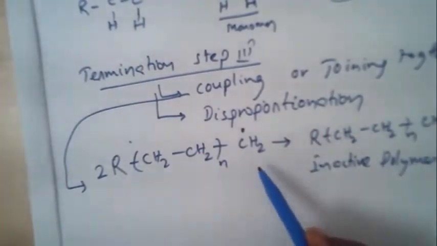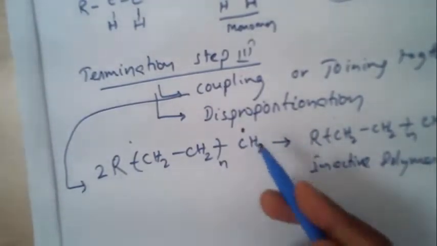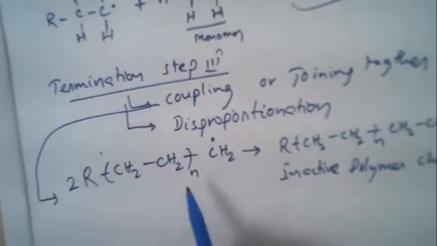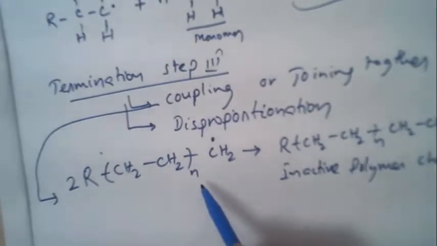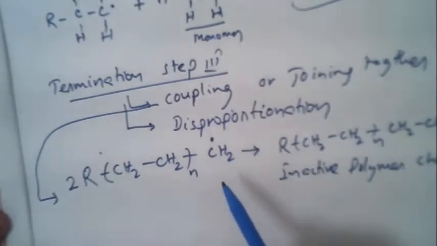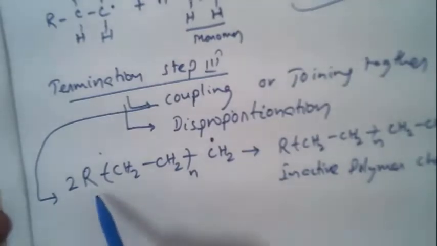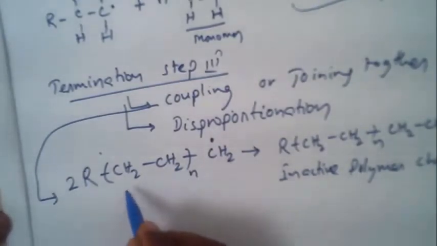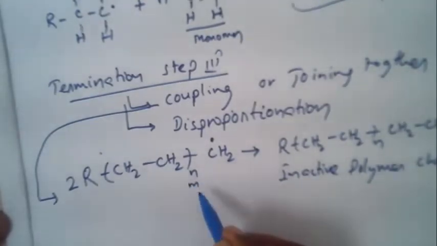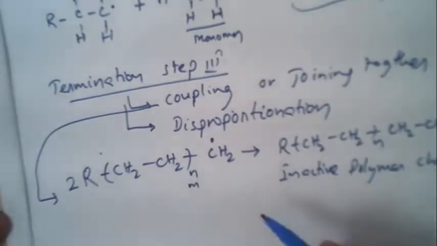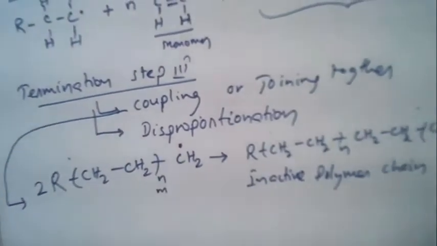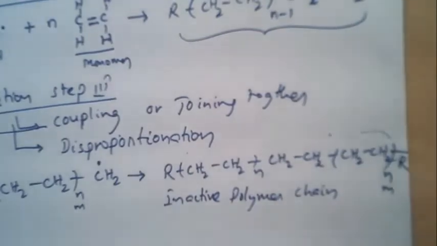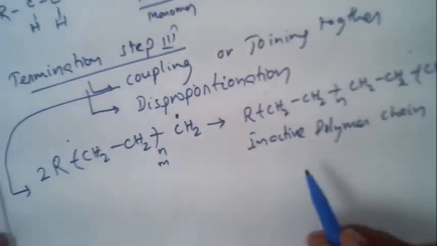Okay, so one chain is joined with the similar chain, or it may be a different chain. It really doesn't matter. This is just a representative illustration of the coupling reaction. It may join with the same kind of chain, or it may join with some chain which is having m number of CH2. Really doesn't matter. So in that case, you can have m instead of n.